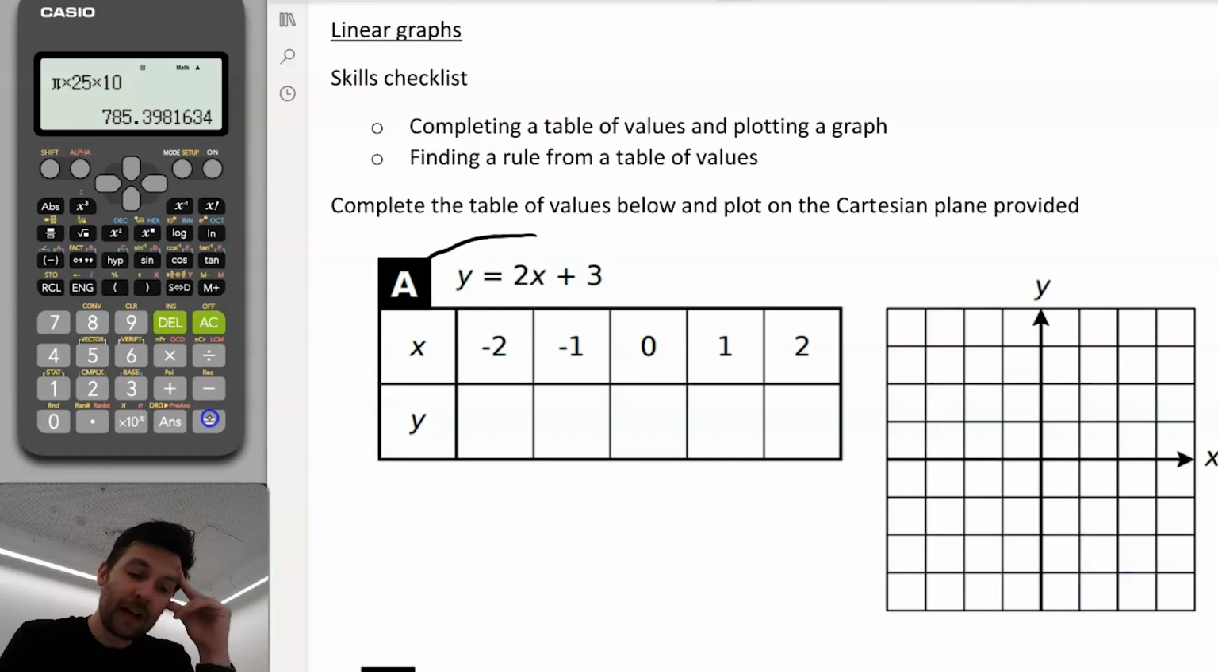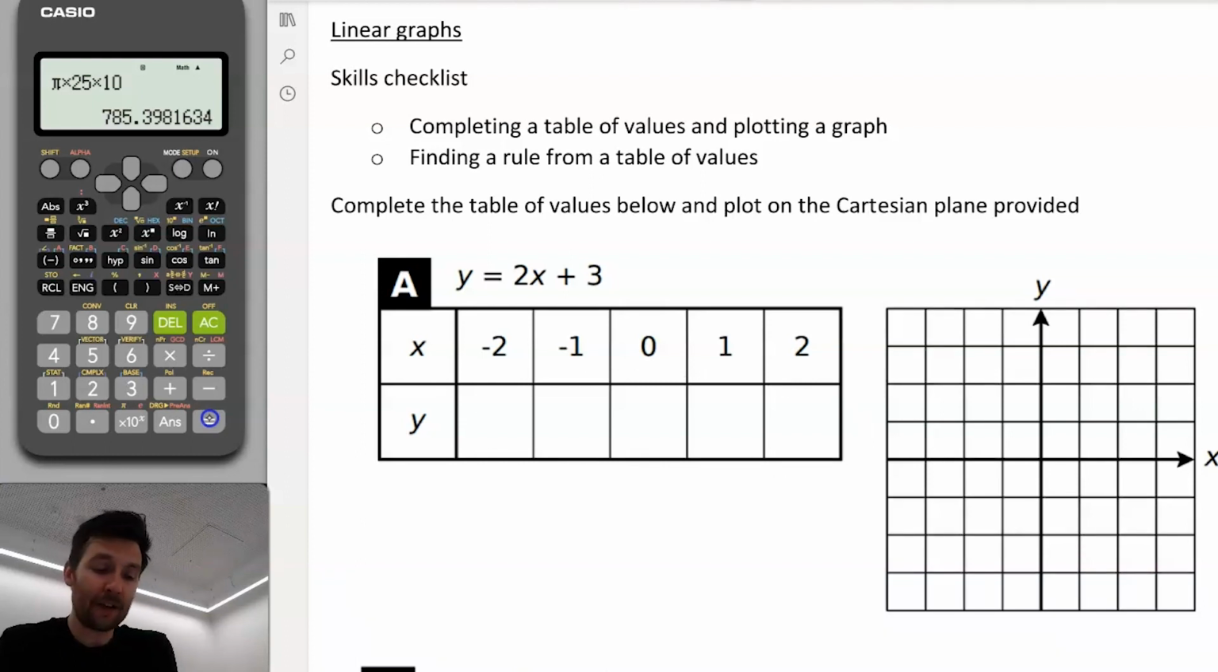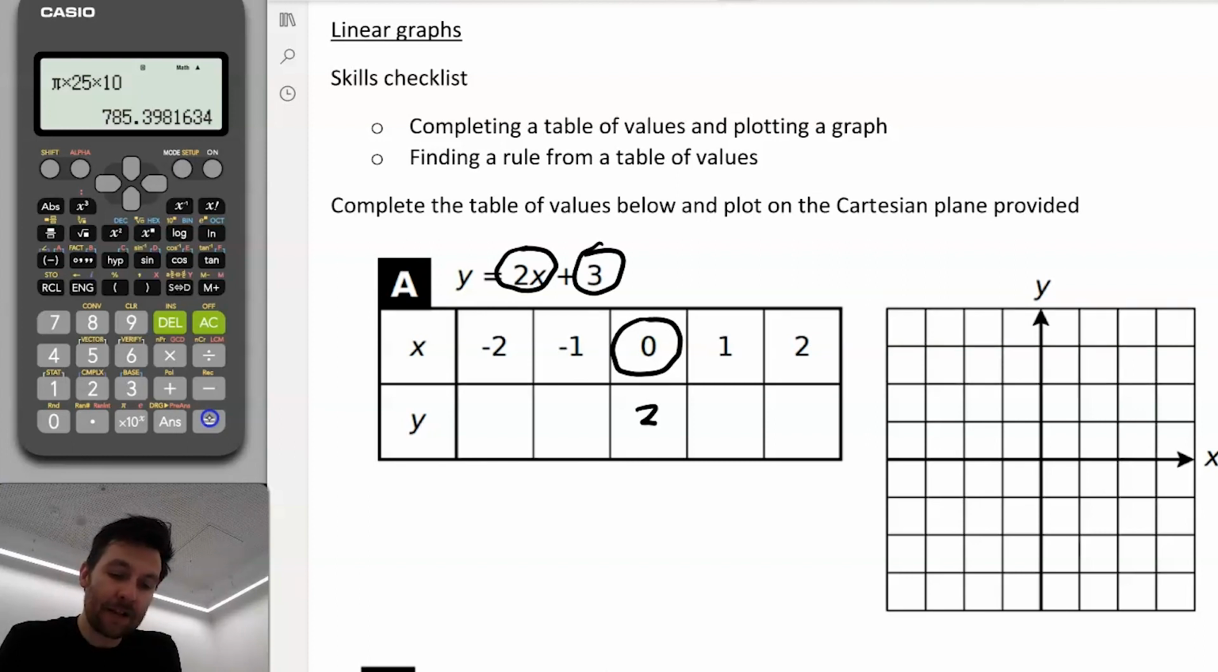Now, this gives us the rule that we're going to try and follow. We need to find all the y values, and they are going to be given by taking whatever our x value is and timesing it by 2, and then adding 3 to the result. Easiest place to start is always at 0. So I'm going to start here at 0. 2 times 0 is 0. Add 3 to that gives us 3. First one is done.